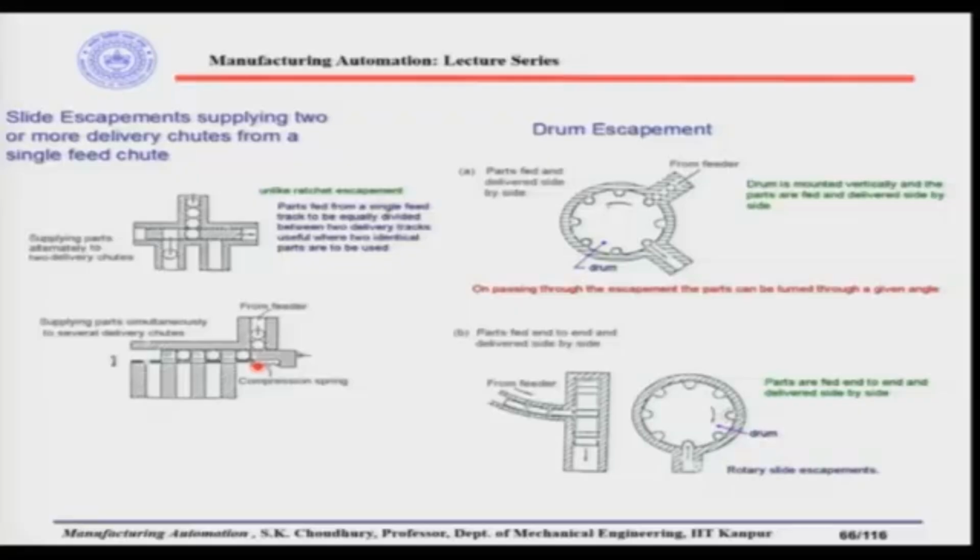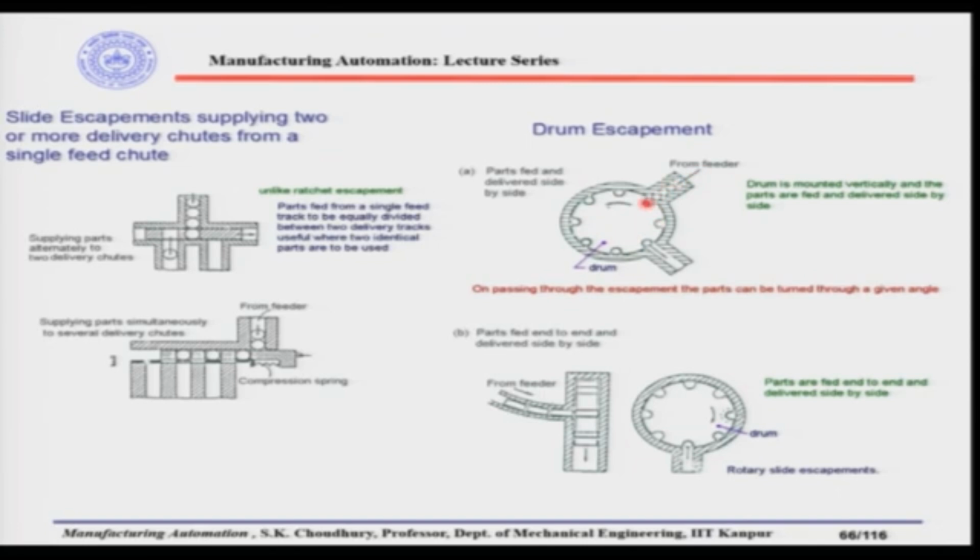Okay. Now, here is another example of an escapement, called the drum escapement. In the drum escapement, parts are fed and delivered side by side, in the sense that from the feeder it comes to the escapement, to the drum, and the drum rotates inside a casing. This outer casing is a stationary casing. In the drum we have the grooves here, and these grooves can nest the parts coming from the feeder.